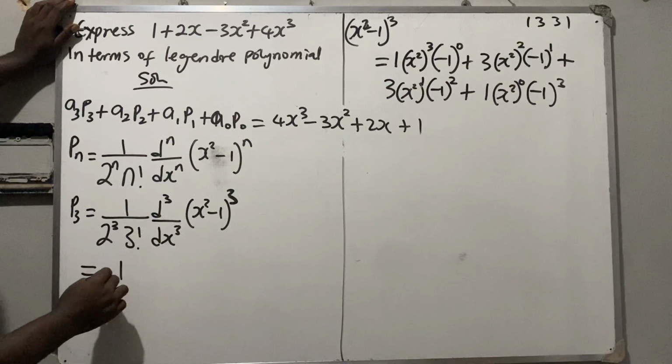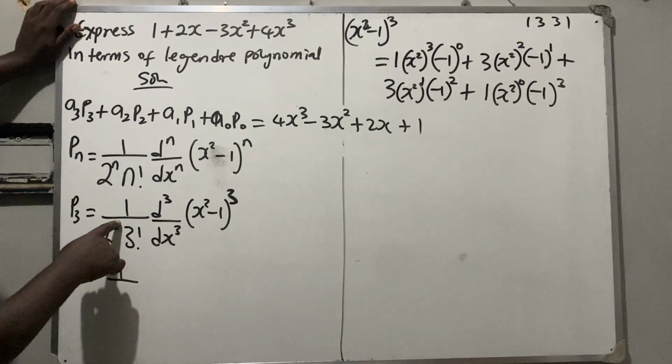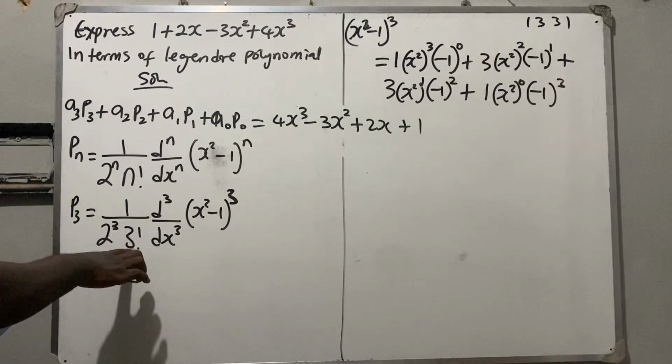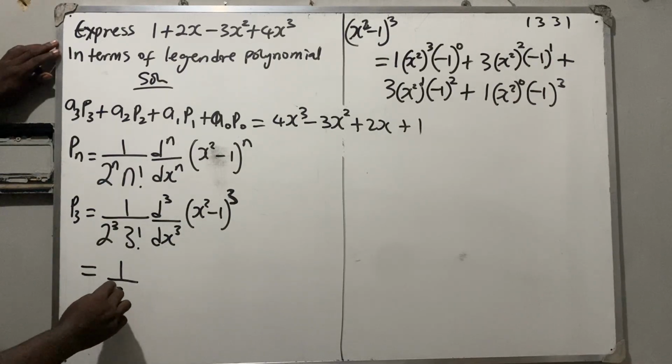So this is equal to 1 over 3 times 8. This is 8 and 6, sorry. This is 3 times 2 times 1. That is 6 here. 6 times 8 is 48. Okay? 8 times 6 is 48. So I have 1 over 48 here.